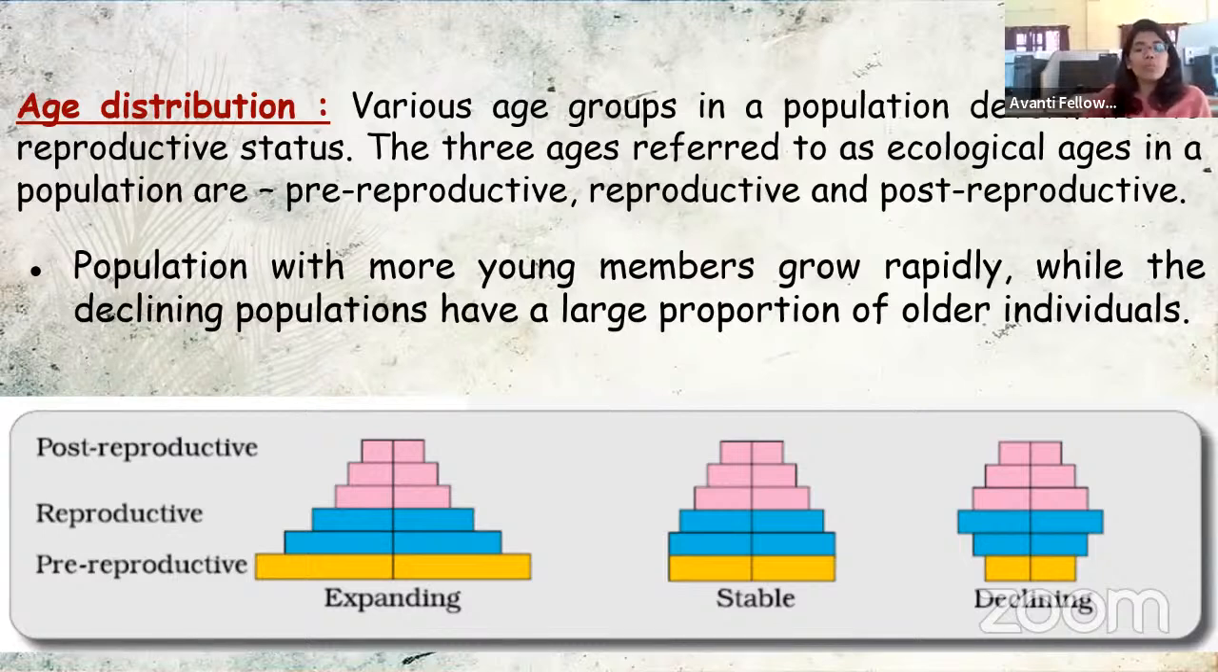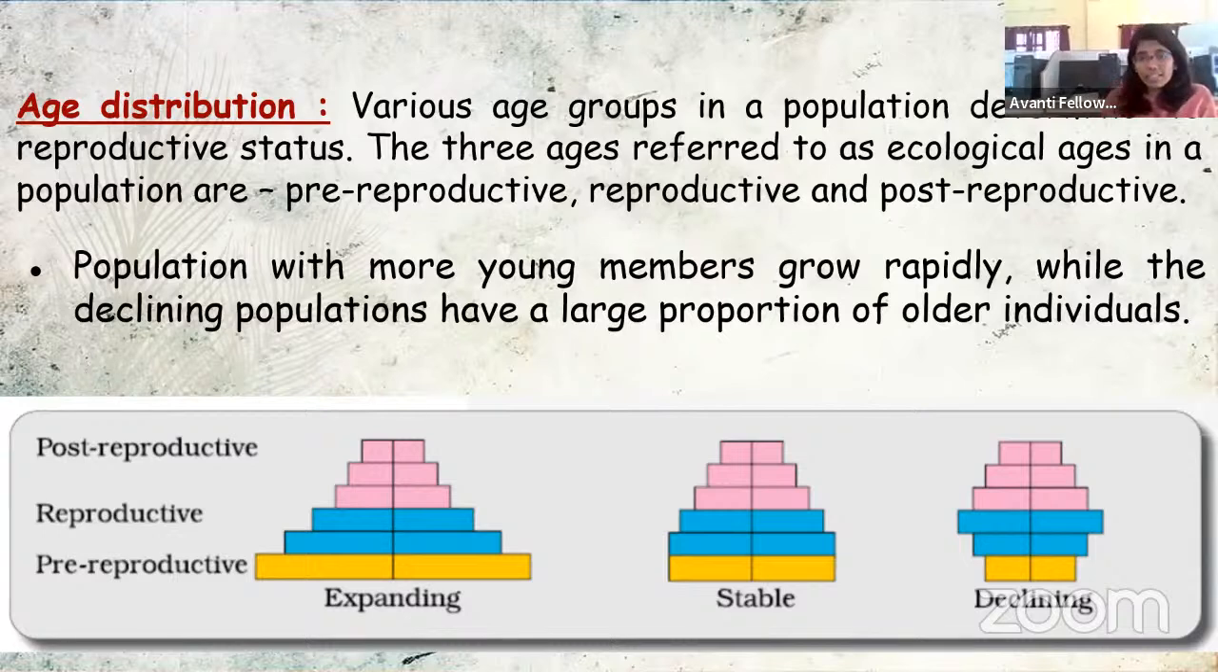The first pyramid is the expanding pyramid. Expanding pyramid means the population will increase. In the first pyramid, we have more pre-reproductive aged people, which means the children are more, and the young people are quite fewer than the children, and the old people are even fewer.